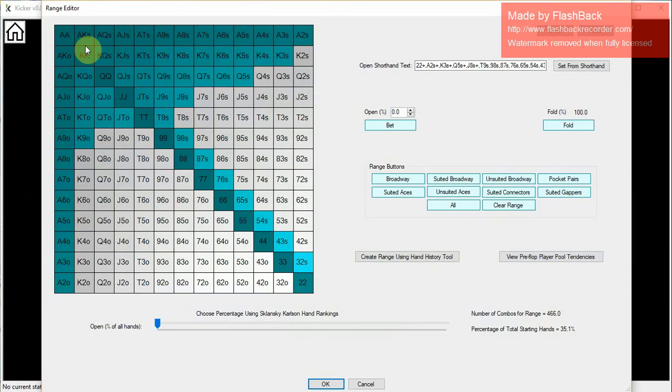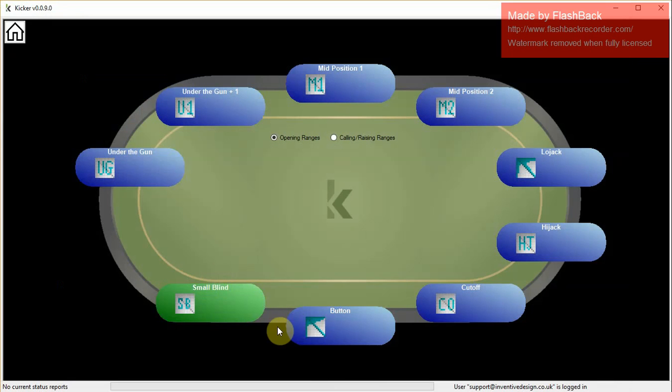around about 35%, something a bit like this, which I considered by looking at the sort of hands you could see from my hand history and trying to come up with a range that I think would be relatively able to exploit opponents by maybe opening slightly tighter than them. But obviously you could put whatever ranges you want in here.